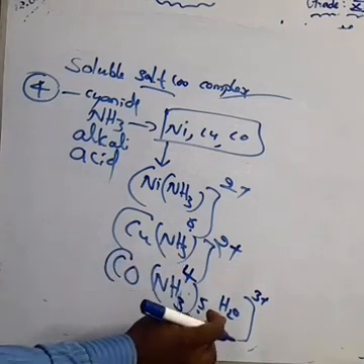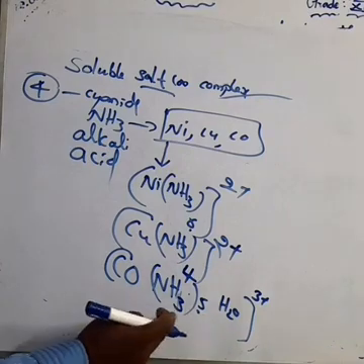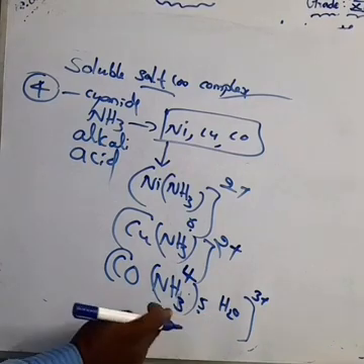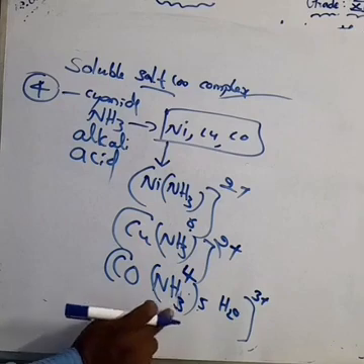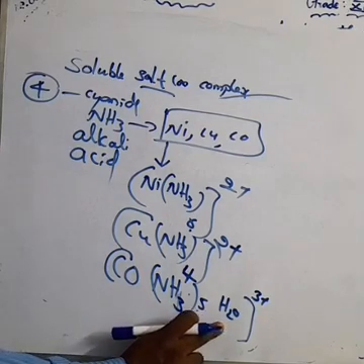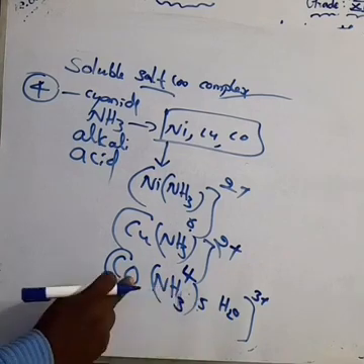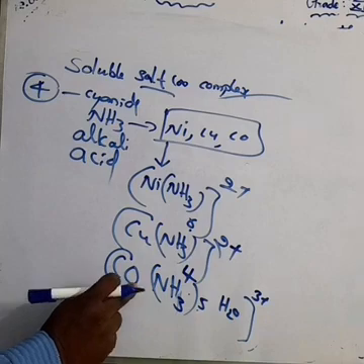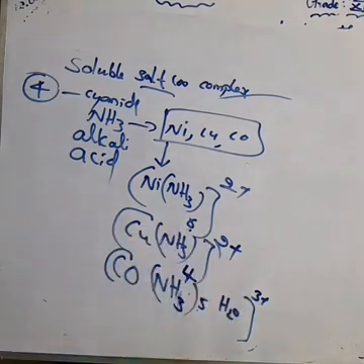Here [Co(NH3)5(H2O)]3+, we have 2 types of ligands. I will explain these ligands later in another video. How many ammonia are there? 5 ammonia, so pentaammine, and water, so aqua. Aquapentaamminecobalt(III) ion.